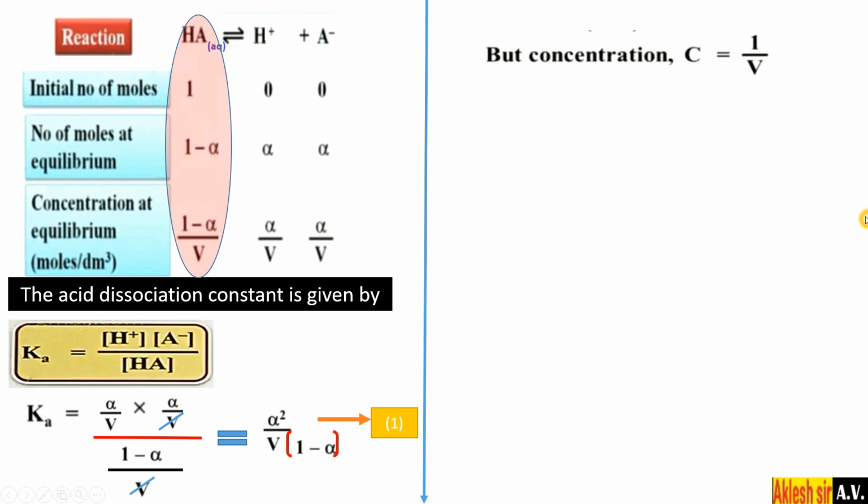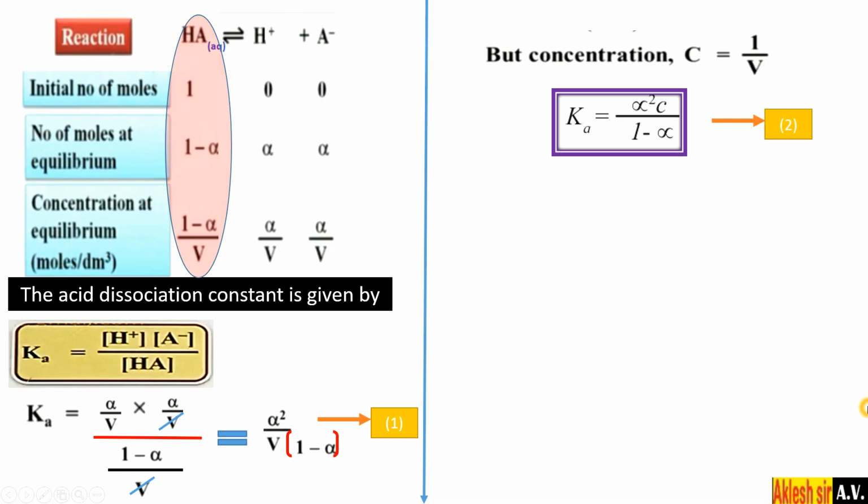So instead of 1 upon V, you can write C. So the formula will be what? Ka equal to alpha square, 1 upon V will be C, upon 1 minus alpha. This is equation 2.